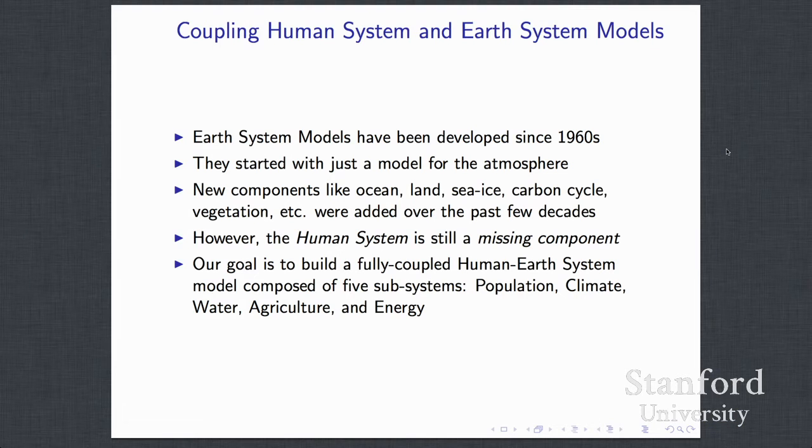So as a history of Earth system models, starting back in the 1960s, the first models of the atmosphere were developed by atmospheric scientists and physicists. Then newer parts were added in the following decades. We had land, we had ocean, we had sea ice, multiple parts that were added. But for example, until the mid-1980s, we had complex atmospheric models and ocean models, and they had interactions through one-way feedbacks.